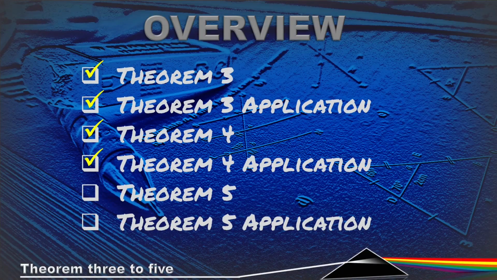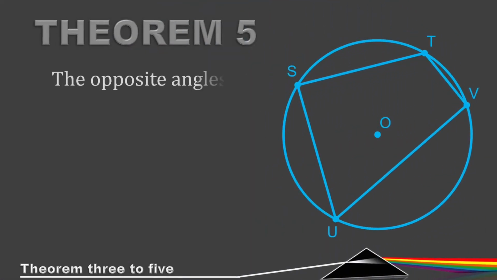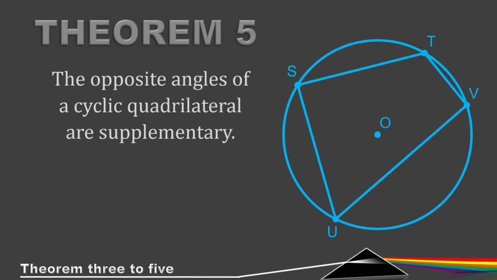Okay, so theorem 4 is done. Next we move on to theorem 5. Now theorem 5 says that the opposite angles of a cyclic quadrilateral are supplementary. So what does that say? Supplementary means they add up to 180. So meaning the opposite angles U and T must add up to 180, and also S plus V is supplementary, they must add up to 180. So if you ever use this, this is the reason: opposite angles of a cyclic quad.